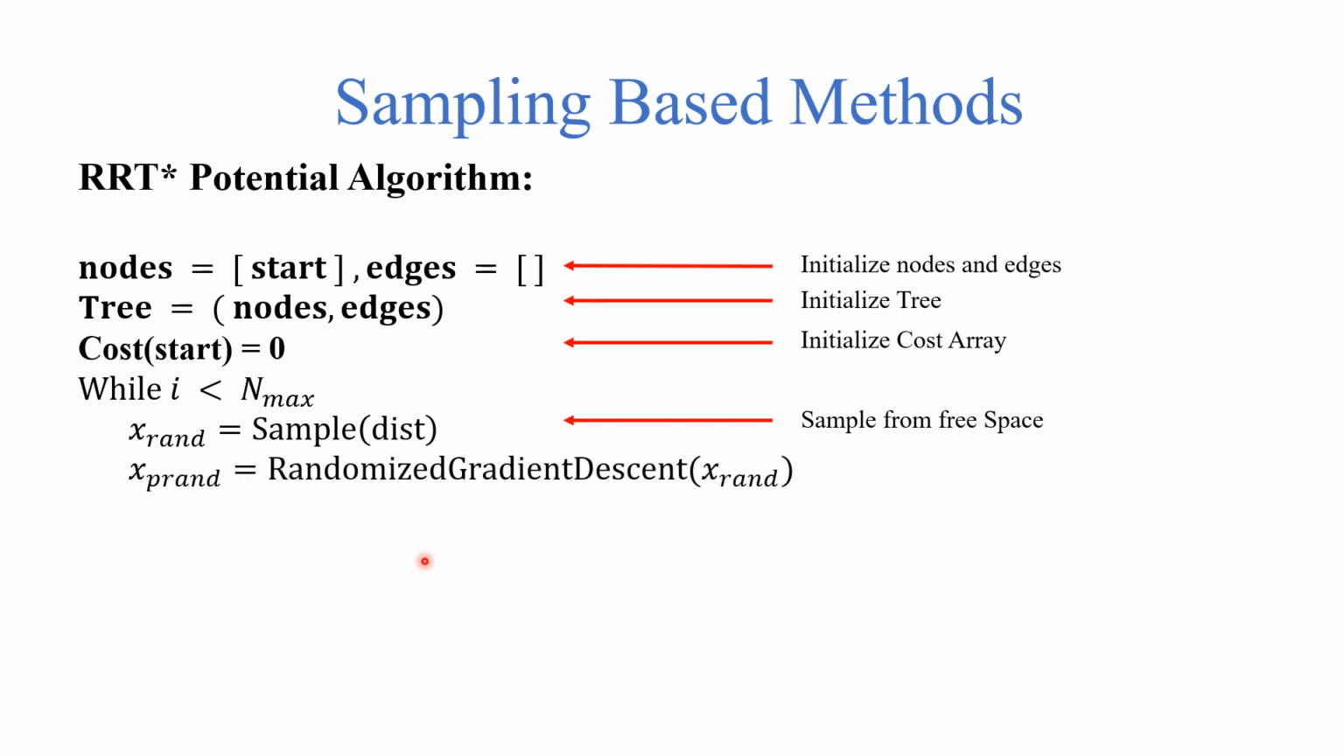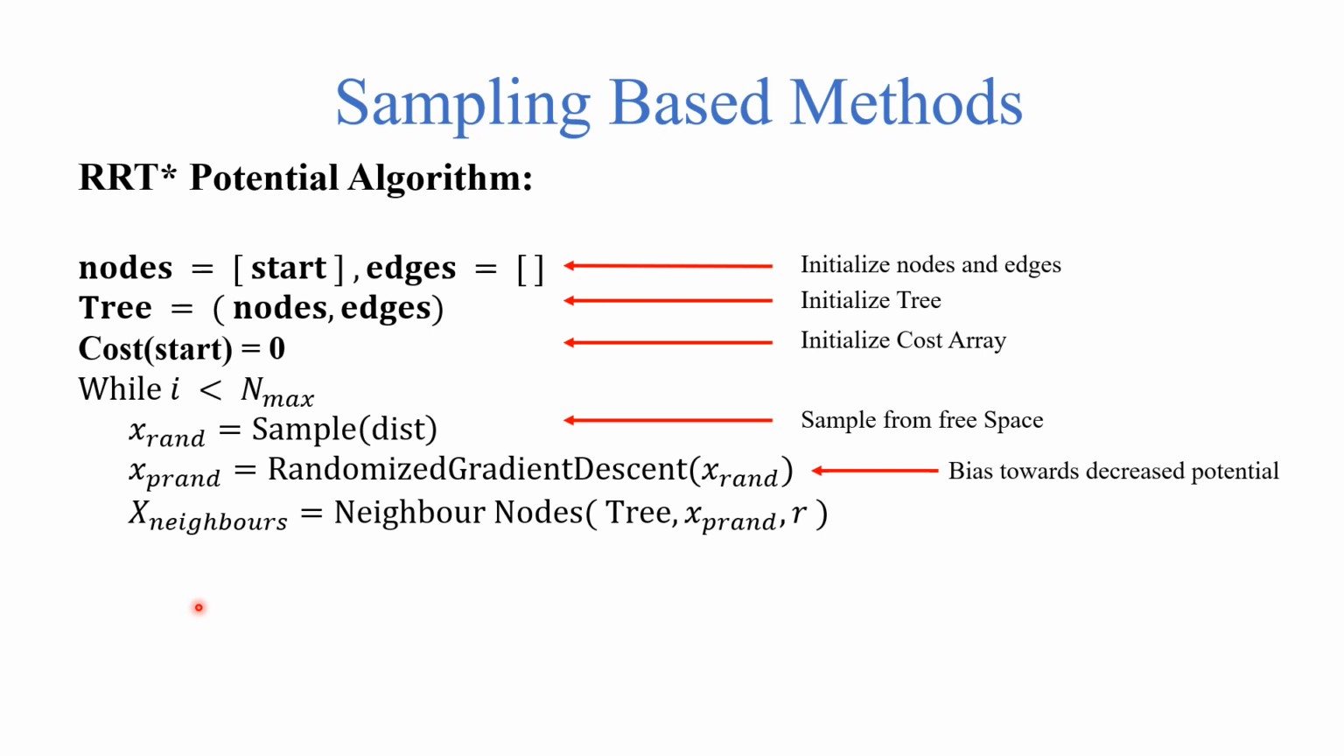Now that is the main step in the RRT star potential algorithm, where we're going to take our newly sampled random point and apply the function randomized gradient descent. This has the idea of biasing the random sample towards a decreased potential. We're going to discuss the randomized gradient descent function in the next slide. This will give us a point xprand.